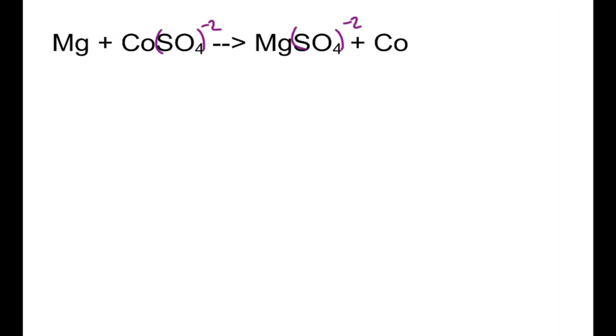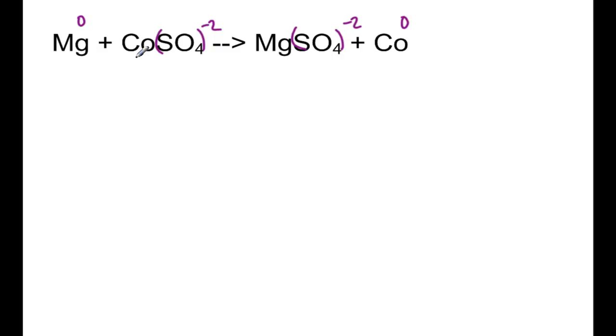Now, because we have sulfate on both sides, we can just, sorry, I don't know what I did. Okay, I think I fixed it. So because sulfate is on both sides, we can just go ahead and use the charge for the whole ion. All right, now, let's look at this magnesium here. It's by itself, so that means that its charge is 0. Same thing goes for this cobalt over here. It's by itself, so it's 0.